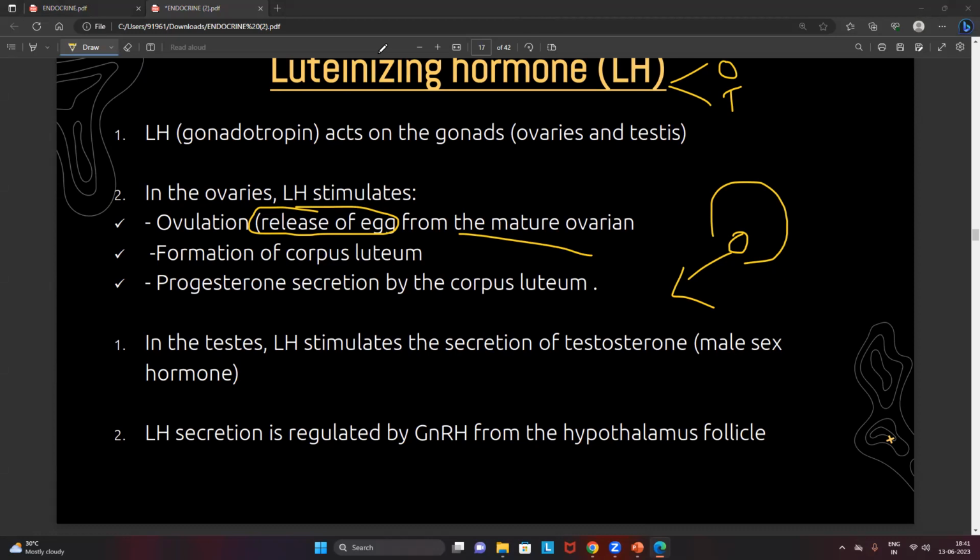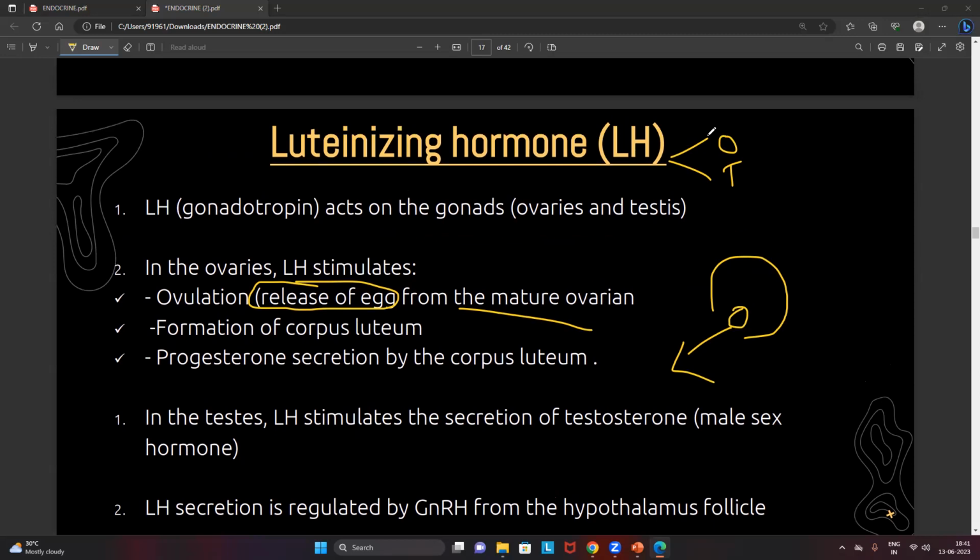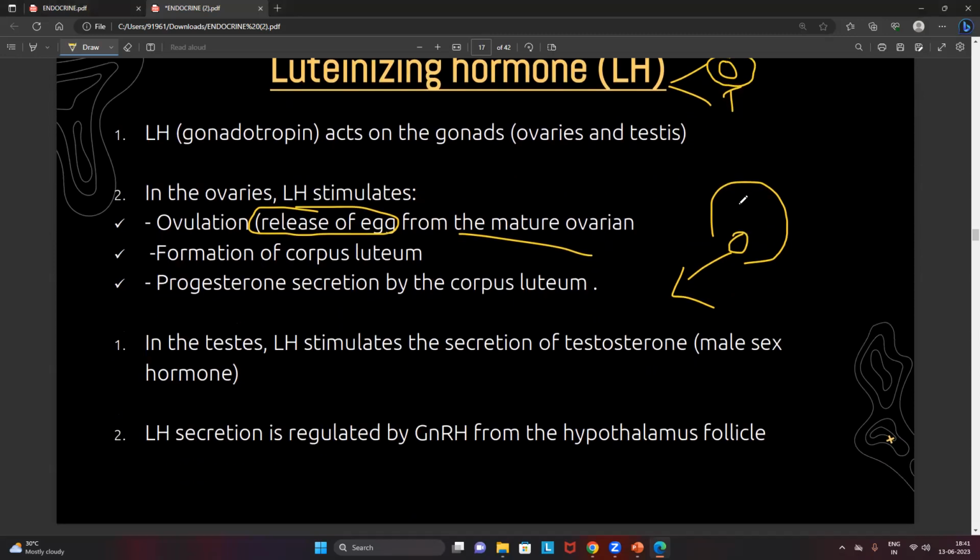Okay. So listen to me, everyone. All the students, listen. Once the egg got released out of the mature ovarian follicle, immediately what is going to happen? This remaining entire part is converted into the corpus luteum. Now the point we have to remember, what happens to this particular corpus luteum, friends? It gives rise to an important hormone which we call progesterone. We know, right?